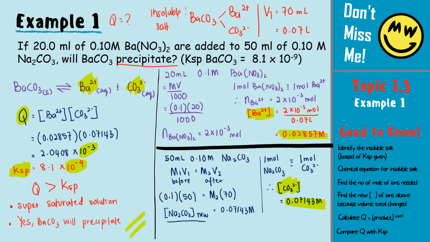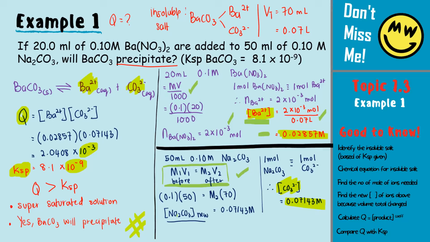So that is how we answer your quotient question to determine whether your solution is going to form precipitate or not. Whether your solution is a saturated solution, unsaturated solution, or even a supersaturated solution. So we have two methods to calculate the concentration that we want. Either using MV over 1000 to find the number of mole and then change it to concentration, or you can use your M1V1 equals M2V2 straight away.